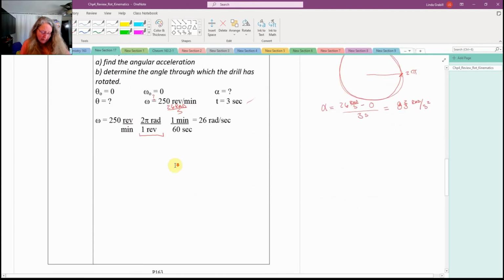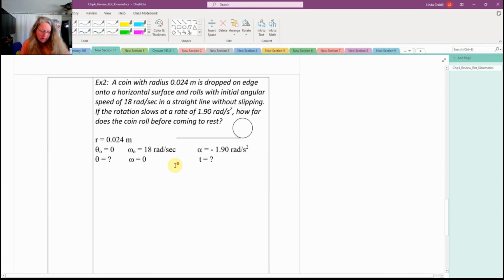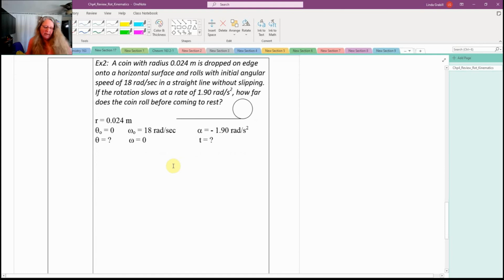All right, so let's make it a little harder. I have a coin. You're given the radius of the coin, 0.024 meters, and it's dropped on edge onto a horizontal surface, and you try that, it's not as easy as it sounds, and it rolls. And you're given the initial angular speed of it, and it rolls in a straight line without slipping.